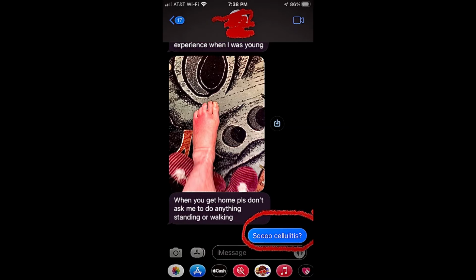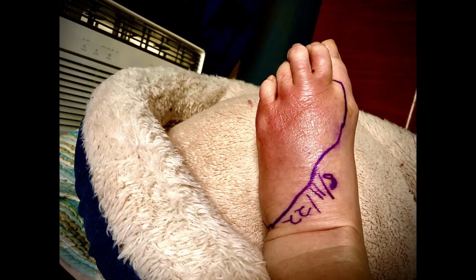So on August 10th, my mom is texting me and she sends me this photograph of her swollen red foot. And I'm like, so you have cellulitis? Because I know a thing or two about pathology. And my mom, who's been a registered nurse and has seen hundreds of cases of cellulitis, was, no, I think I just hurt my foot.